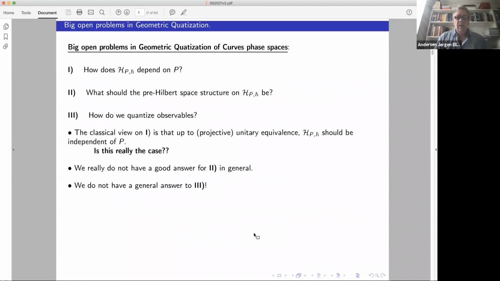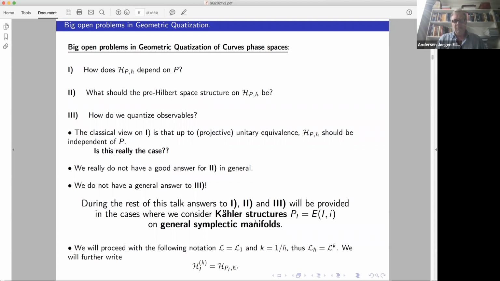Okay. And what about observables? How about quantization of observables? Well, almost always geometric quantization comes up with nothing, except for the simple cases. So for general curved spaces, there really isn't a general construction. However, what I will do in this talk is give you answers to 1, 2, and 3, provided we have a Kähler structure on the symplectic manifolds we're considering.